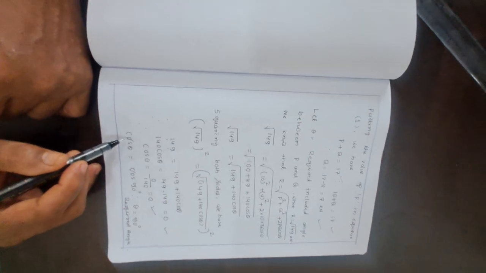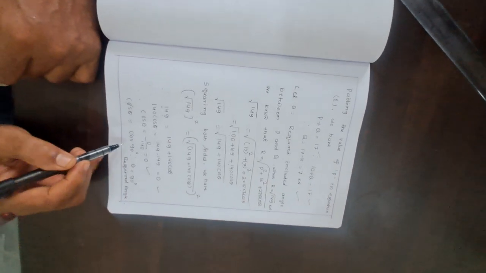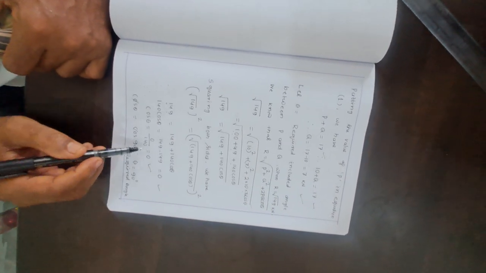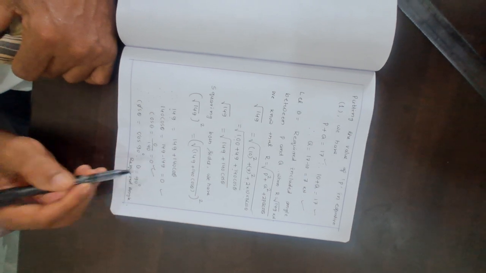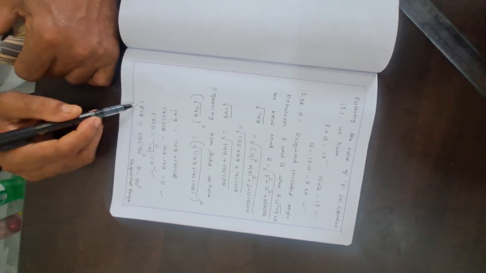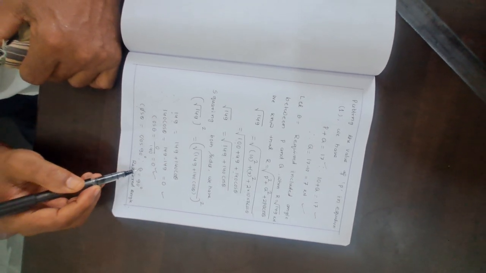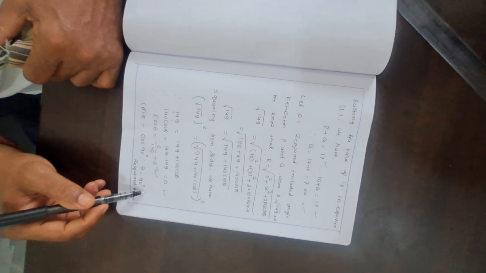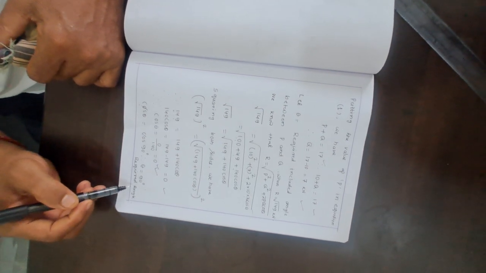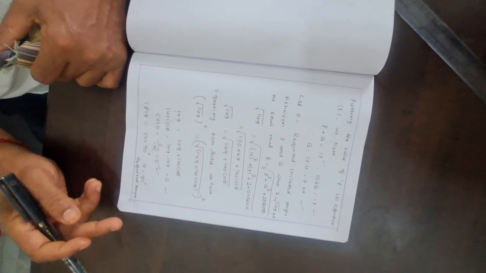Therefore, cos theta is equal to cos 90 because cos 90 is equal to 0. Therefore, cos cancel, theta is equal to 90 degree. This is the required angle. Now, I will solve another problem.